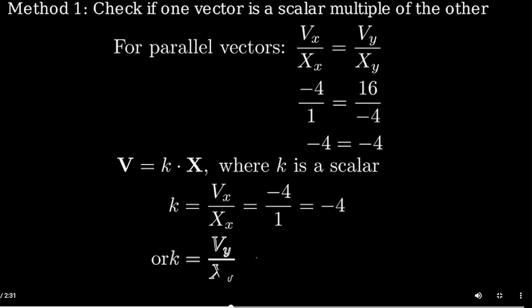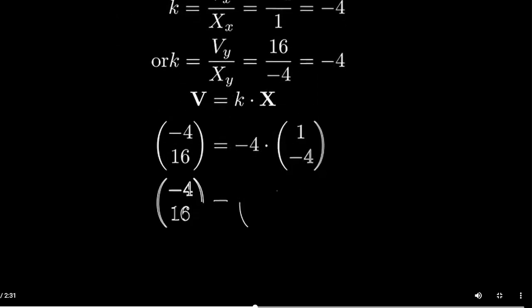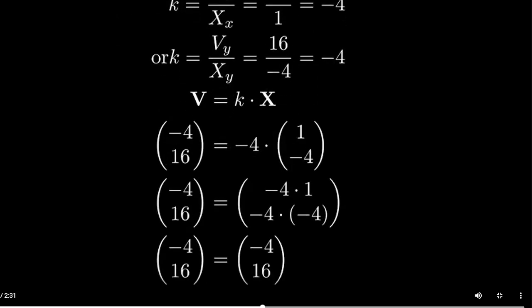If vector v equals k times vector x, then k equals -4. We can verify this by substituting. -4 times the components of x gives us the components of v. Specifically, -4 times 1 equals -4, and -4 times -4 equals +16.